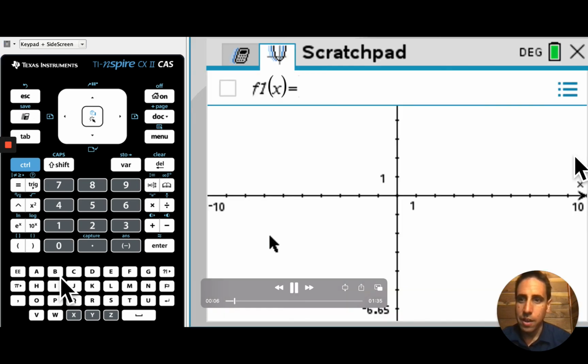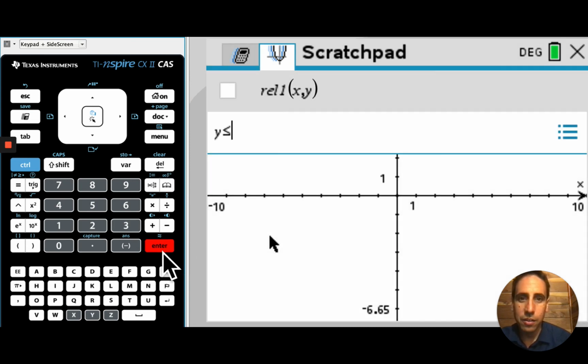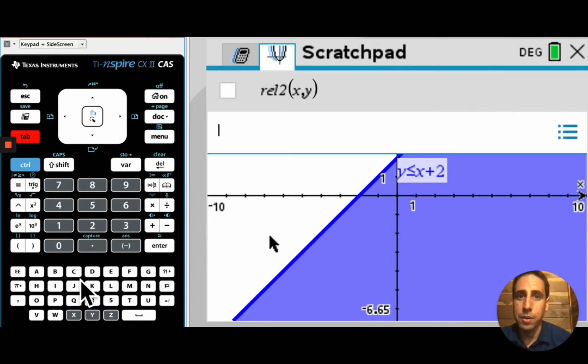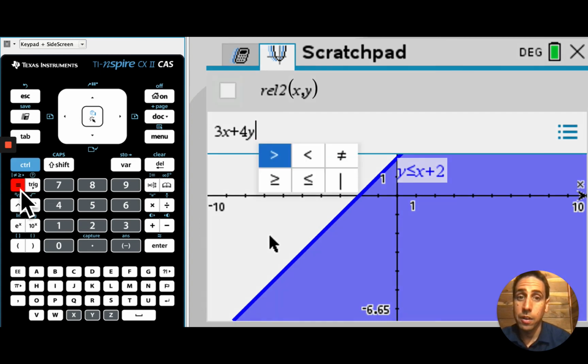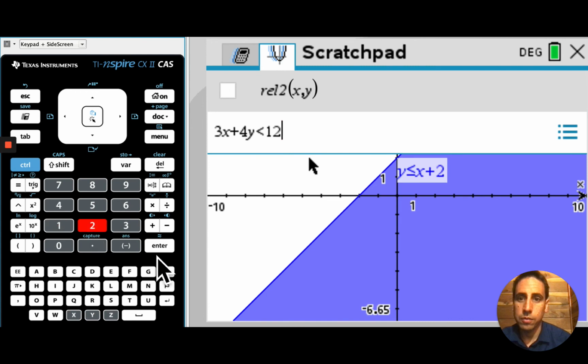Go to the graph, and maybe you've already accidentally done this, but delete the equation, and now you can select a different kind of thing. You can select inequality. Just type in x plus 2, enter, and there's the inequality y is less than or equal to x plus 2. Tab to get to the next one. Let's type in a different kind: 3x plus 4y, then control equals brings up the menu, and we'll try less than or equal to, or less than, 12. Enter.